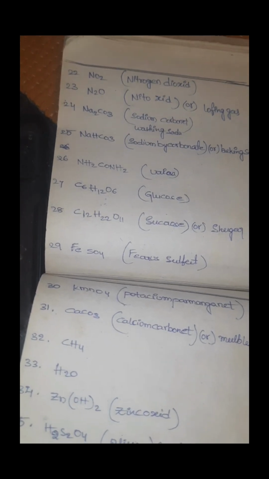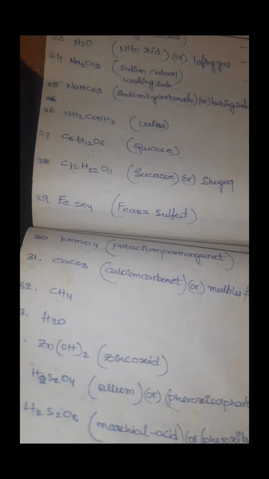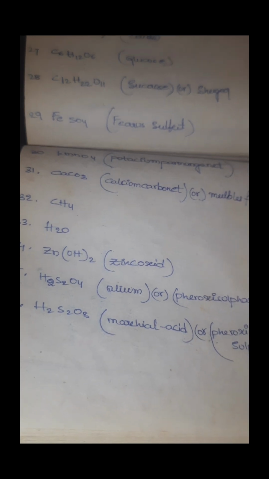We move on to the next paper. Here nitrogen dioxide is given, nitrous oxide, sodium carbonate, sodium bicarbonate, urea, glucose, sucrose, ferrous sulfate, potassium permanganate, calcium carbonate, methane, water, zinc oxide, oleum, phosphoric acid. Marshall's acid is also given. These compounds and their calculations are given. Next, we move on to the next paper.